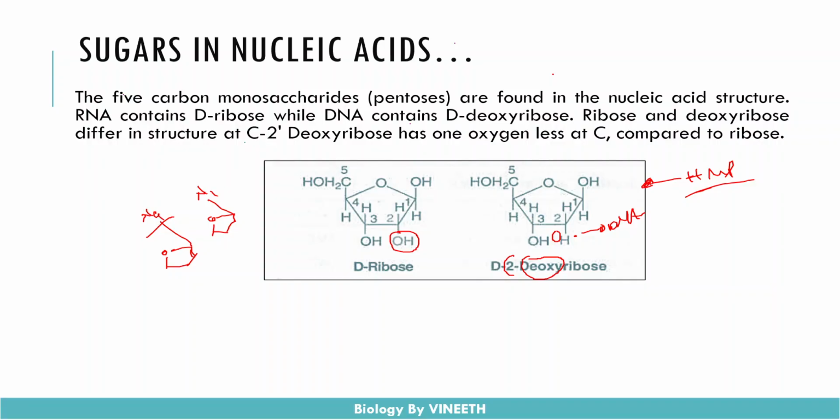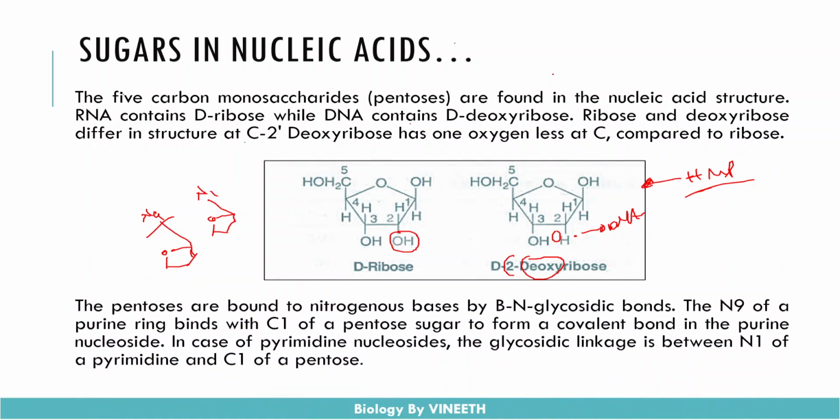Okay, so in the first position, the nitrogen atom is involved in the formation of the glycosidic bond with the sugar molecule. This is also a major difference. As I have said, the pentoses are bound to the nitrogenous bases by beta-N-glycosidic bonds, and nitrogen 9 of a purine ring binds with carbon 1 of a pentose sugar to form the covalent bond. This glycosidic bond is a covalent bond, forming the purine nucleoside. In the case of pyrimidine nucleosides, nitrogen 1 will be involved in the formation of the glycosidic bond.